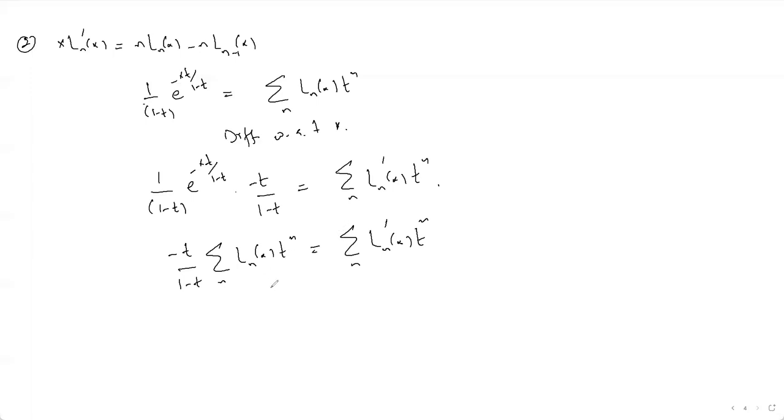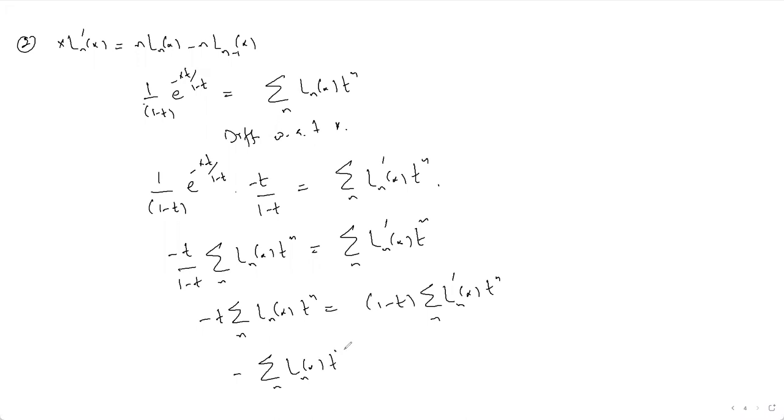Now I will again multiply by 1 minus t throughout. It will be 1 minus t summation over n l n of x t raised to power n will be equal to 1 minus t summation over n l n prime of x t raised to power n. Fine. So now see, this will be minus summation over n l n of x t raised to power n plus 1. This will be equal to summation over n l n prime of x t raised to power n minus summation over n l n prime of x t raised to power n plus 1.